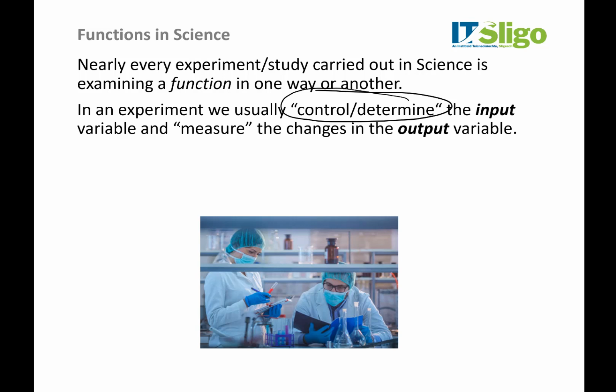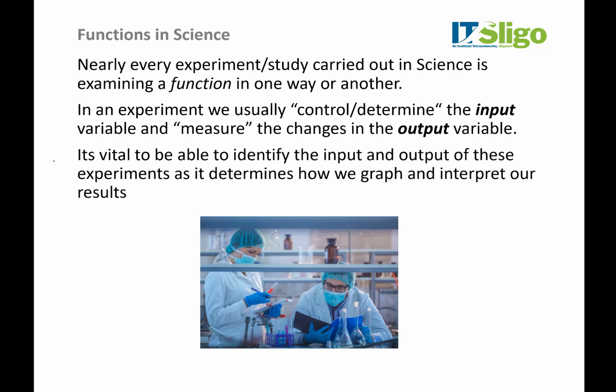If you're changing the temperature and measuring how the length of a metal rod changes with various temperatures, you're controlling the temperature and you're measuring the extension in the metal rod. So what you change, control, is the input. What you measure is your output. And as I said, it's essential, guys, to not make a mistake between the input and the output. That's just what I'm saying there. It determines how we graph and interpret our results.